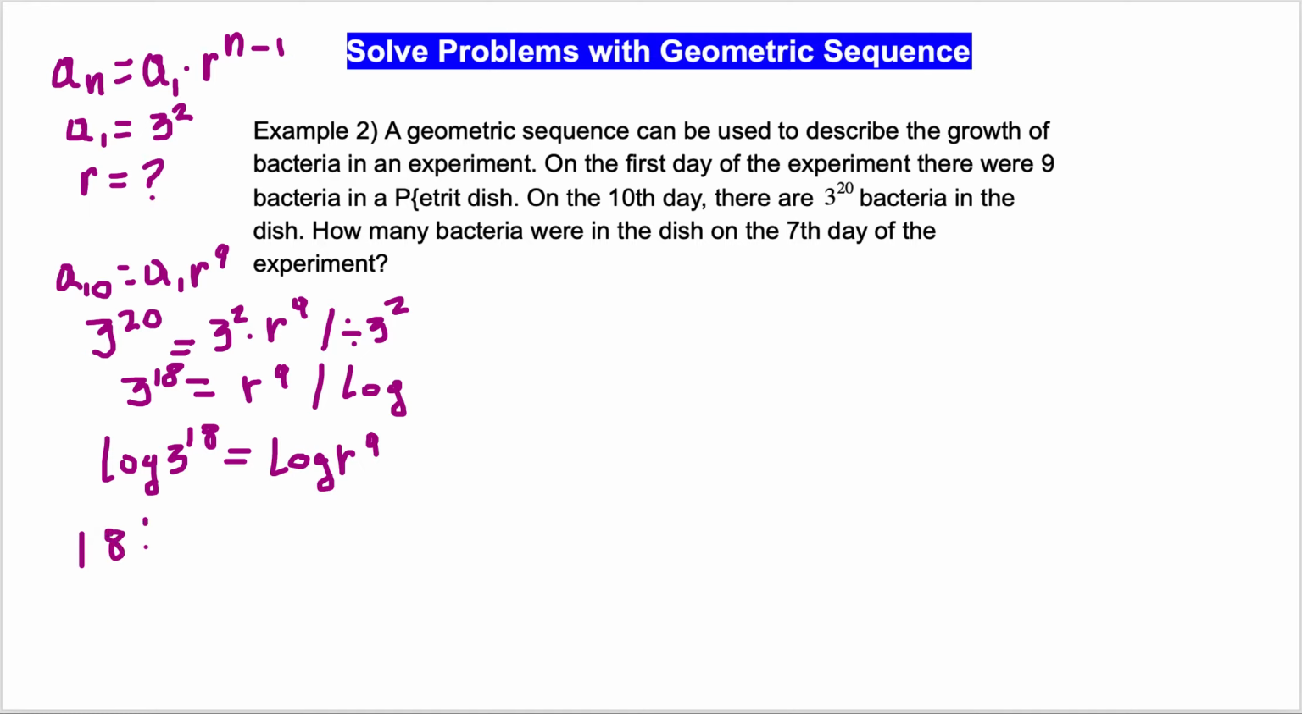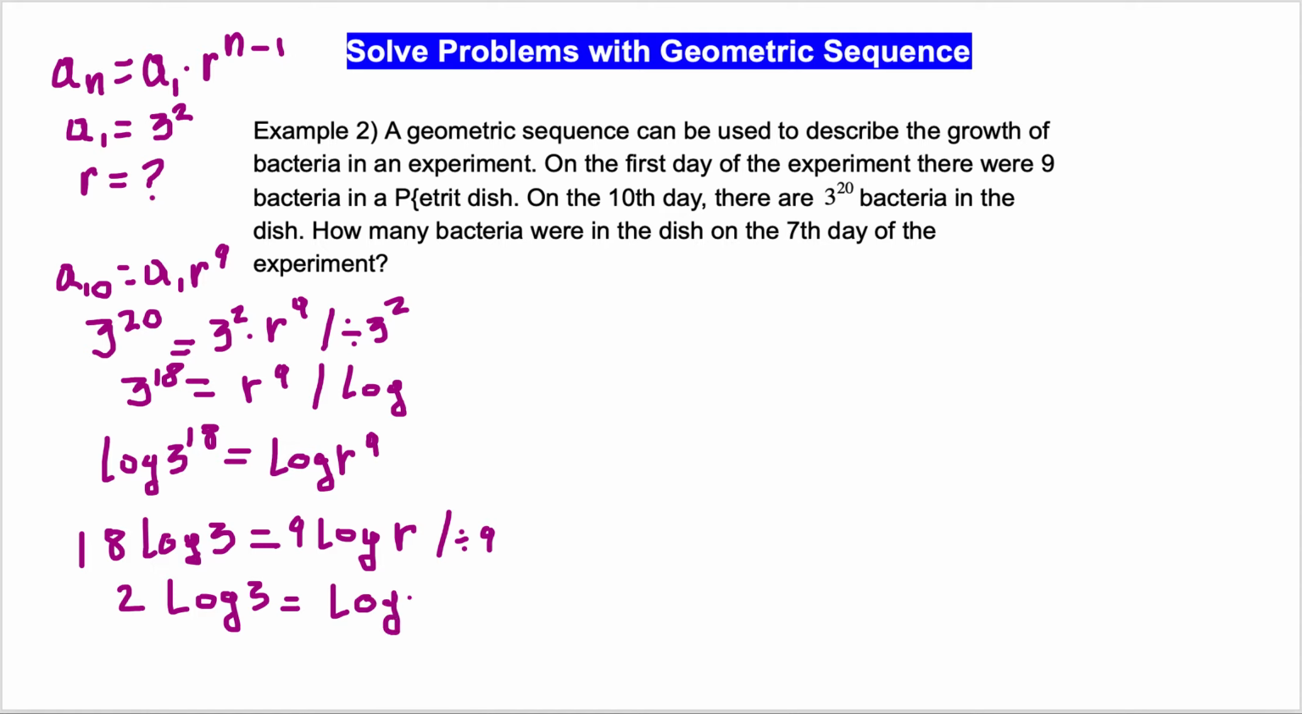So we have 18 times the common log of 3, because 18 is already in front. On the other side, we have 9 times the common log of R. On both sides, we divide by 9, because on the left side I want to get rid of the 9, and 18 divided by 9 is just 2. So 2 times the common log of 3 is equal to the log of R.